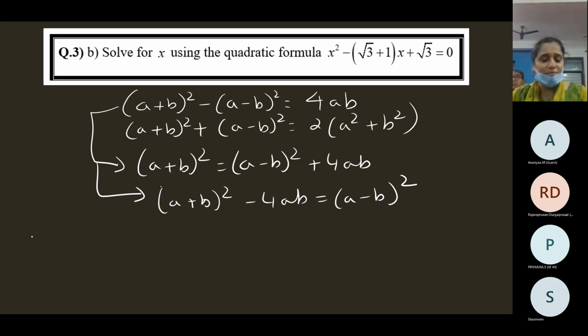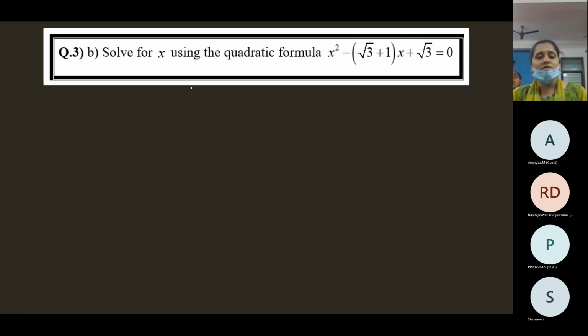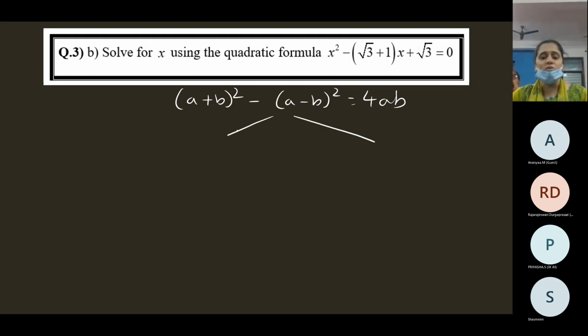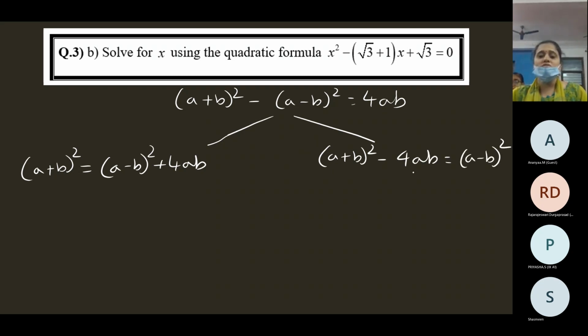Let me write it like this. Don't worry, I'll write it again, children. The first one is a plus b the whole square minus a minus b the whole square is equal to 4ab. On transposing, we get 2 different identities. We get a plus b the whole square is equal to a minus b the whole square plus 4ab. The other one is a plus b the whole square minus 4ab is equal to a minus b the whole square. So you can just remember this and then transpose to get the other 2.